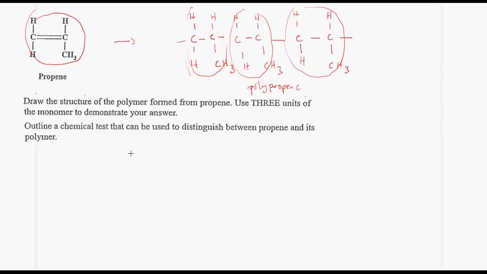So therefore a chemical test that we can do is to add bromine in tetrachloromethane, CCl4, and if we add the bromine in tetrachloromethane to propene, what we will get is that the bromine will go from brown to colorless, because we're going to have an addition reaction taking place. So the color change or the observation is brown to colorless, and we will only get this reaction with propene and not with the polymer polypropene.